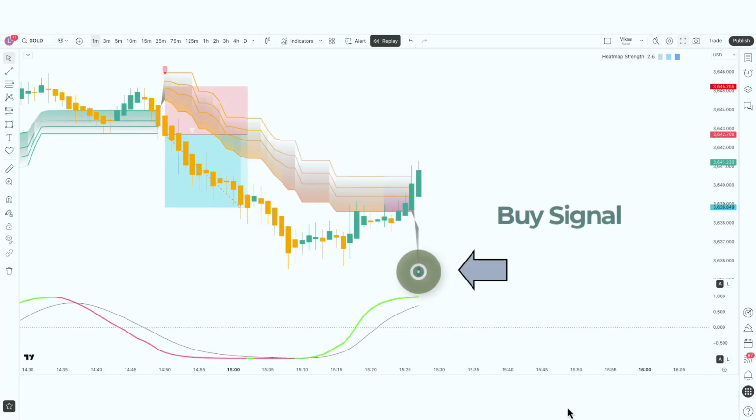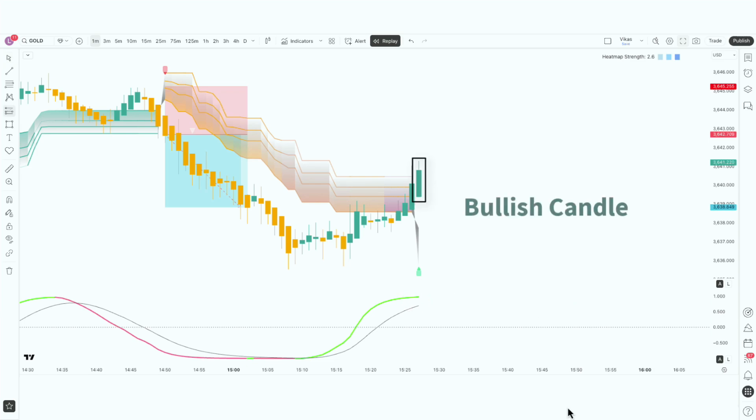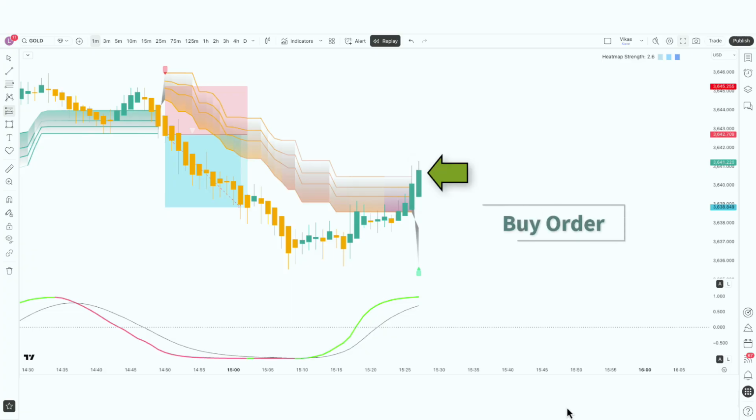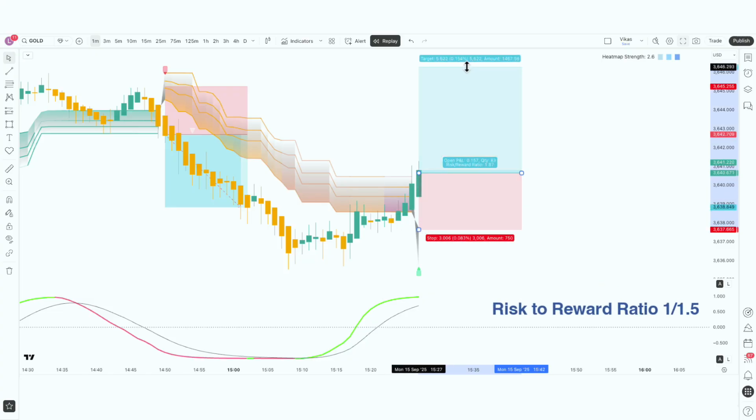Here the heat map trailing circle of this indicator is buy signal. Here the normalized smoothed green line. Here market has made a bullish candle to give confirmation. So all our conditions are being fulfilled, so we are placing an order to buy. Our stop loss is to be placed at the previous low of the market, and the risk to reward ratio will be 1 is to 1.5.